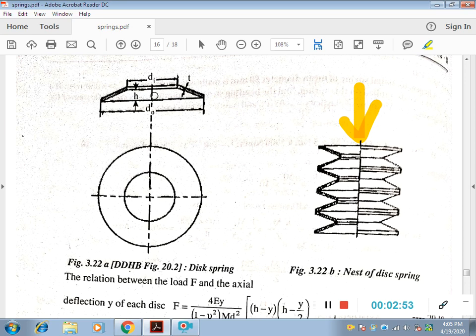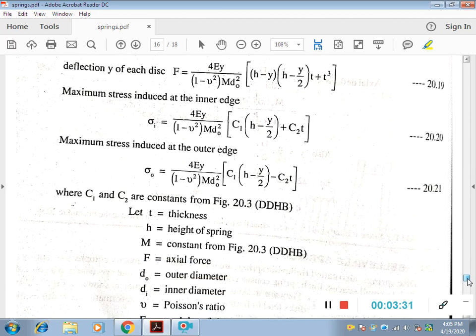And now what is our aim here? Our aim is to find these dimensions: di, h, d naught and t. The design of Belleville spring indicates you have to find di, h, d naught, t. These are our dimensions. Di is the inner diameter. D naught is the outer diameter of the spring. H is the height of the spring. T is the thickness. Now let us see what are the related formulas here to find the stresses.